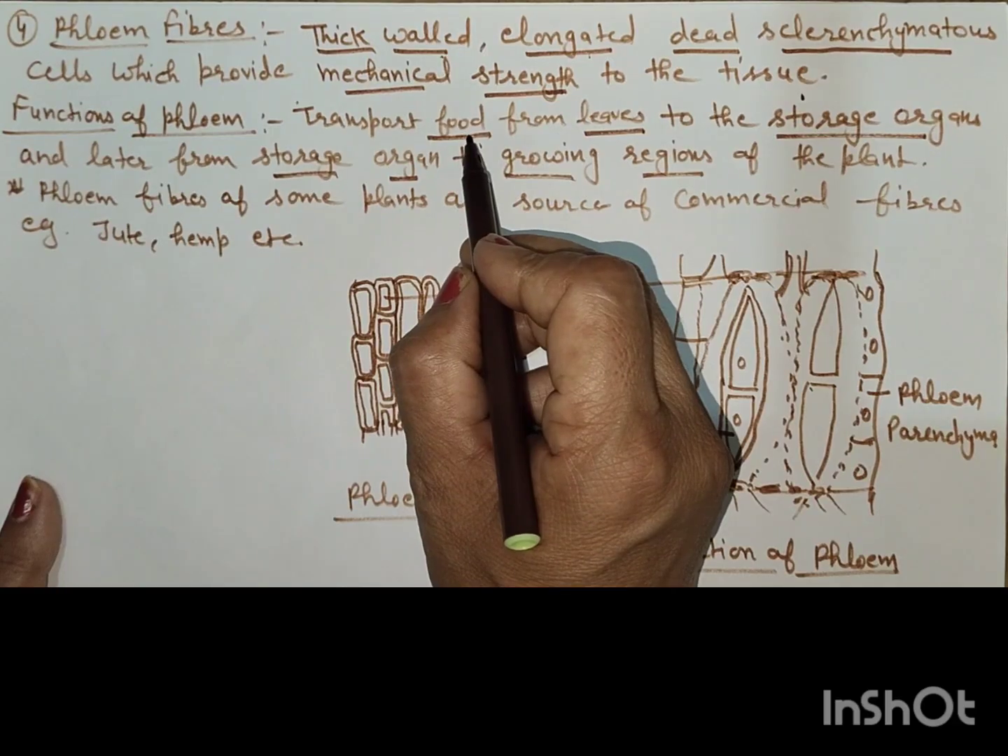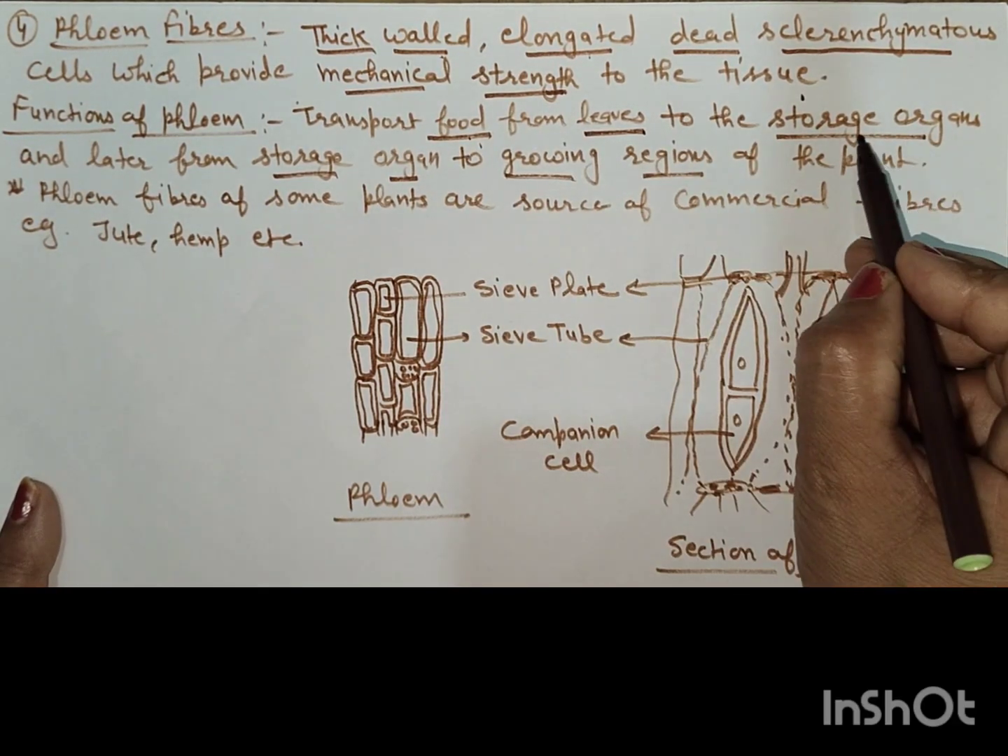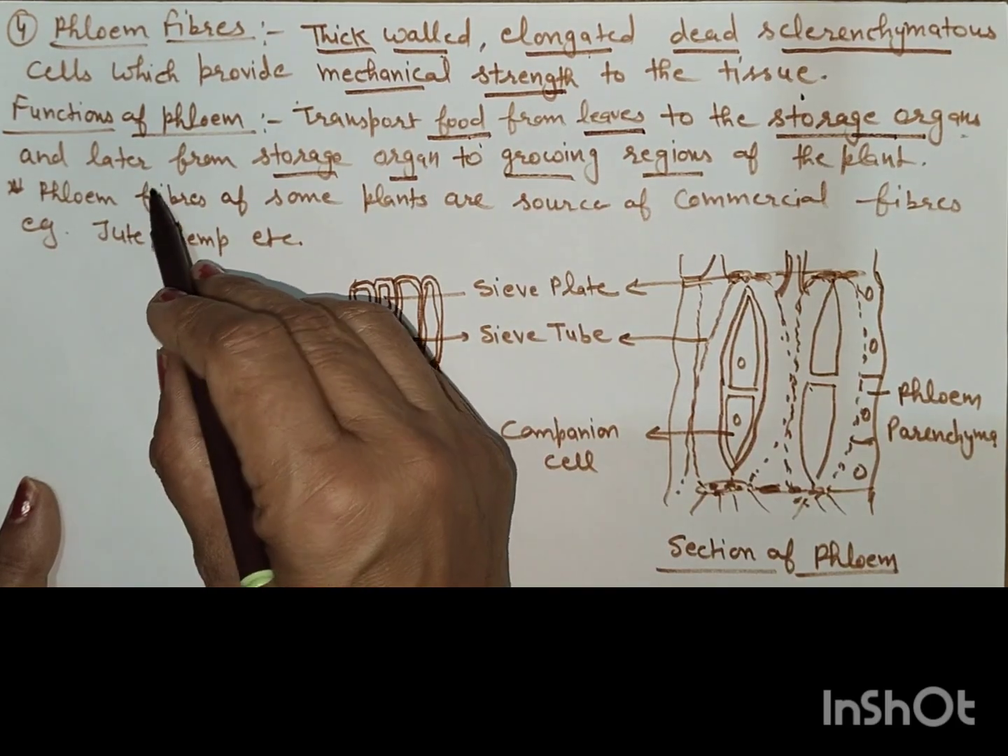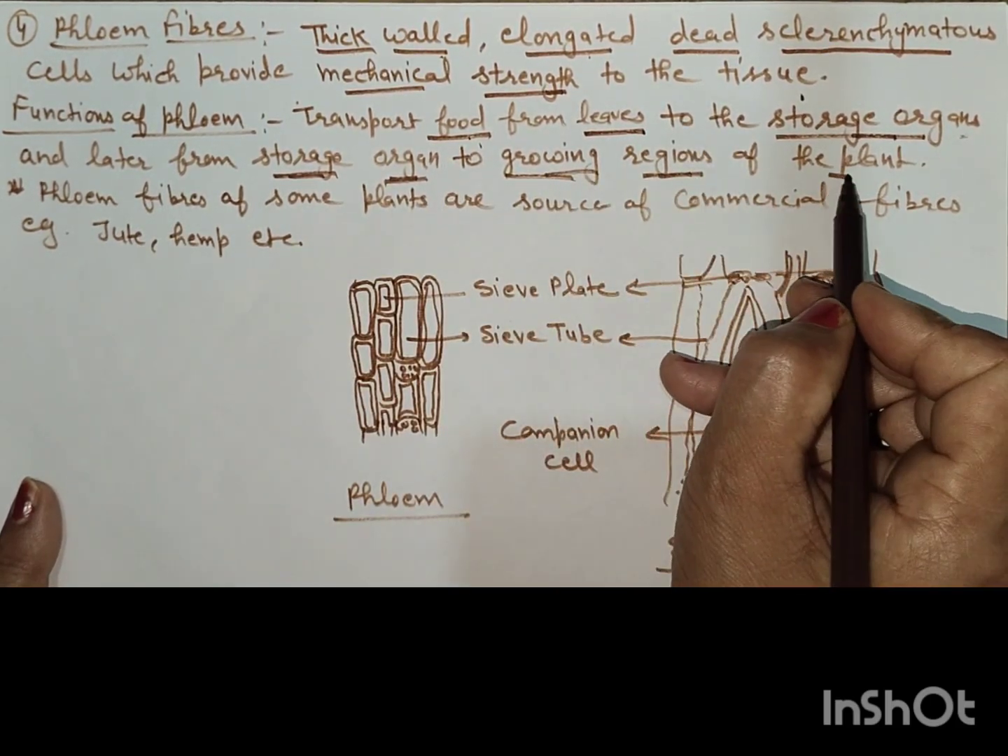Now what are the functions of the phloem? It helps in the transport of food from the leaves to the storage organ, and later from the storage organ to the growing region of the plant.